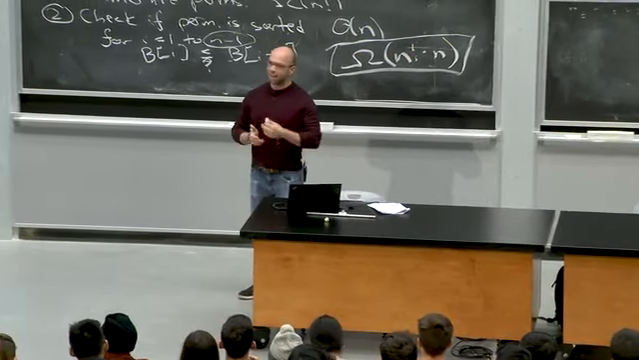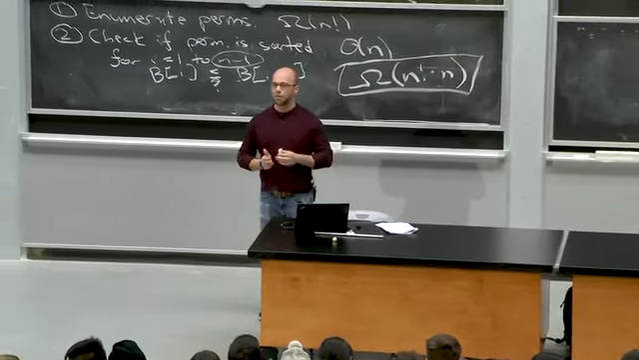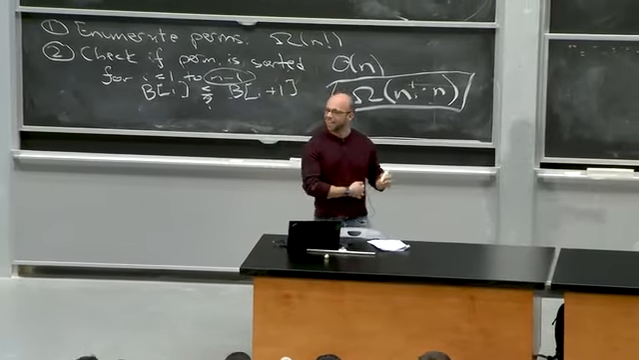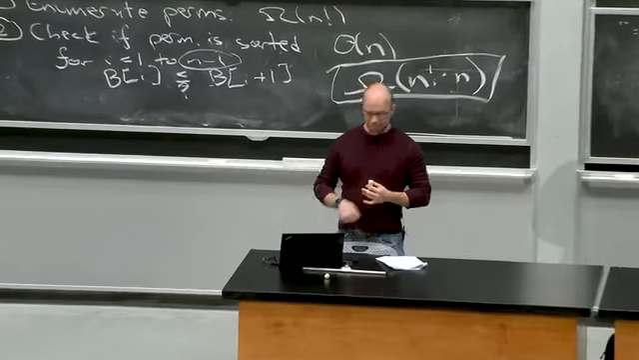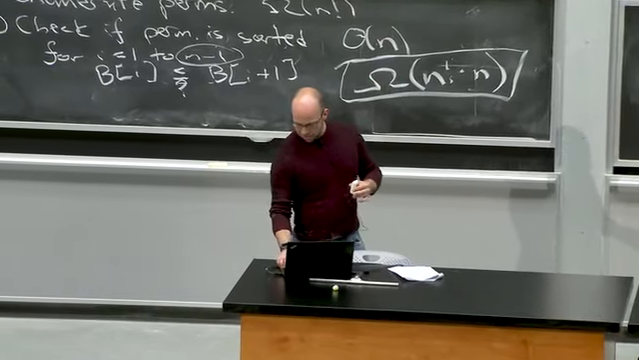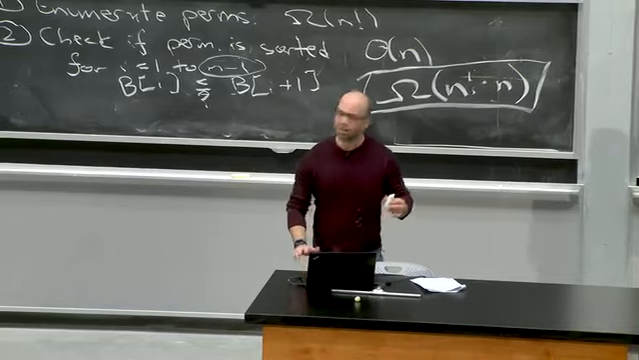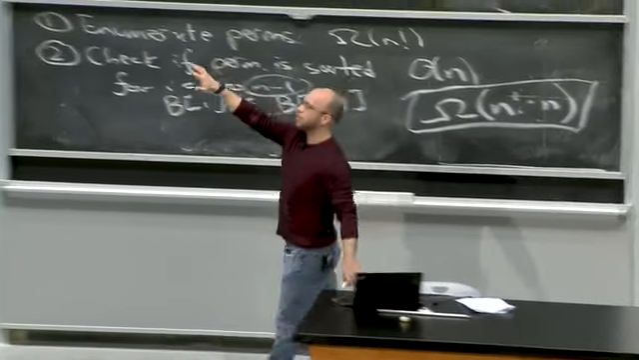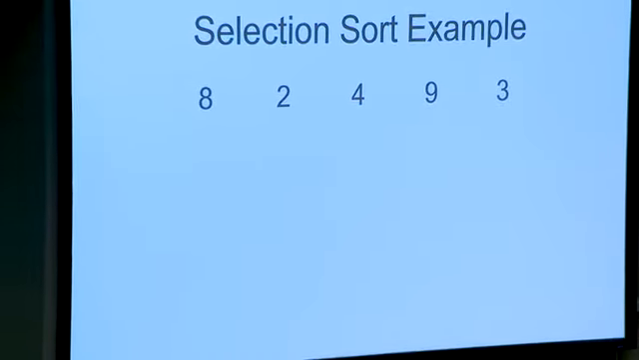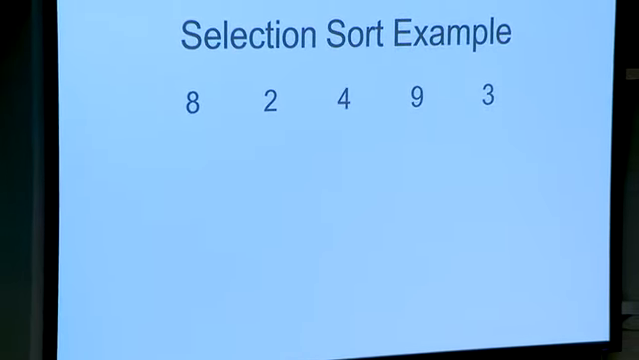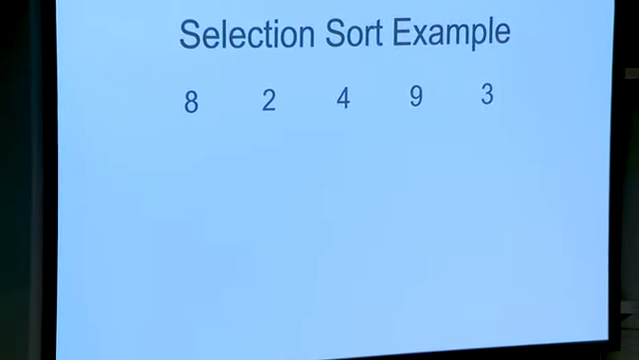The first algorithm that we'll talk about for sorting, which is somewhat sensible, is something called selection sort. Selection sort is exactly what it sounds like. Let's say I have a list of numbers: 8, 2, 4, 9, 3, and I want to sort this list of numbers.